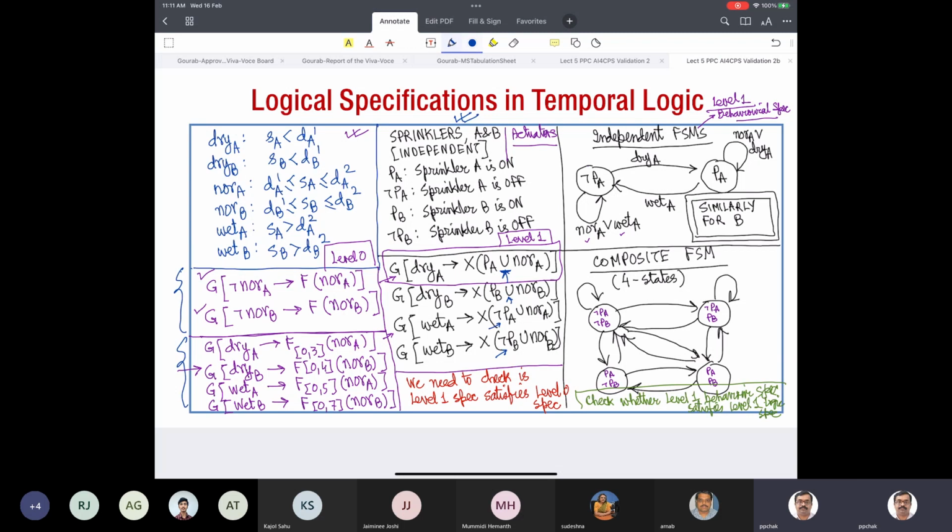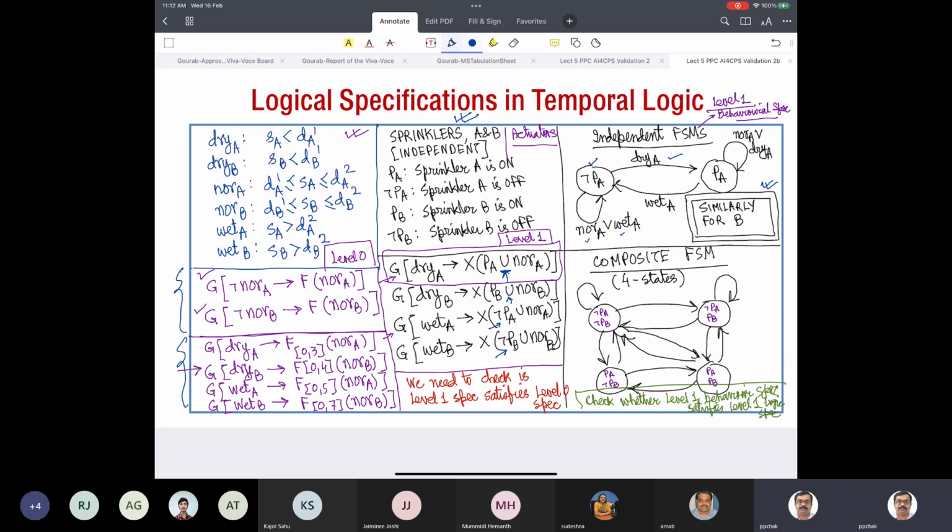We also wrote down the state machines for the sprinklers. For example, for sprinkler A, we wrote down that it is in state off, and if it is dry, it becomes on, and it remains on if it is normal or dry, and if it is wet, then it again becomes off. Similarly, you can write the state machine for sprinkler B. And we discussed in detail the following things. The first we said, and we'll come to that a little later.